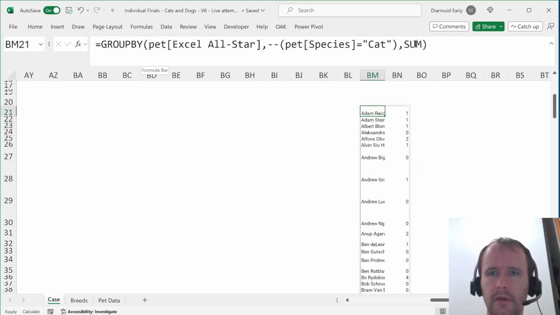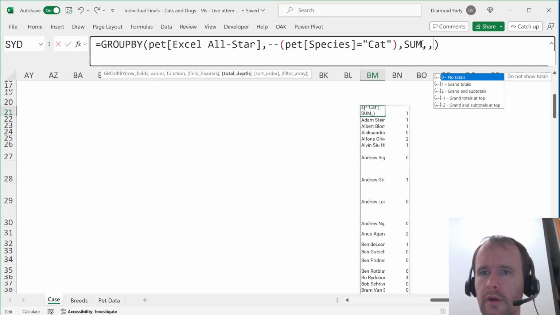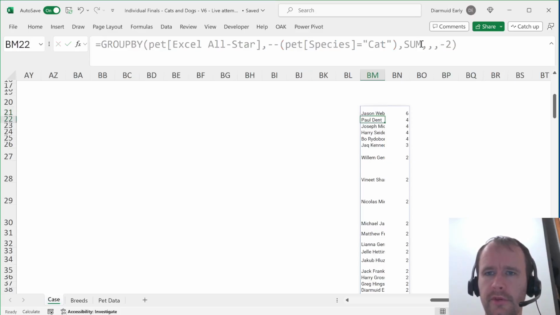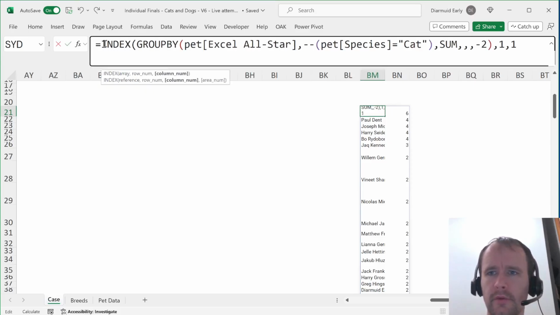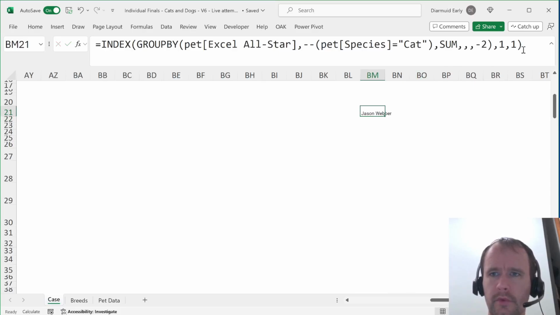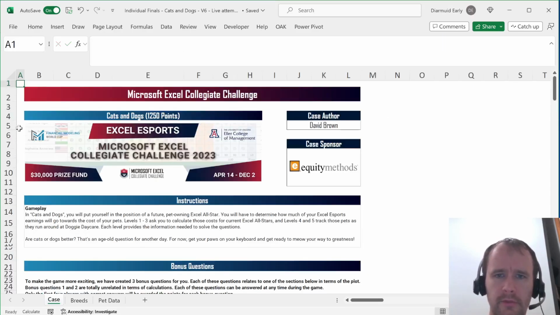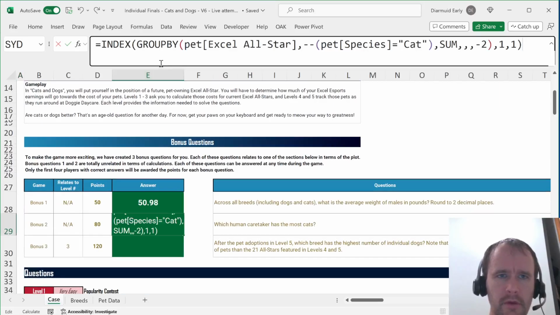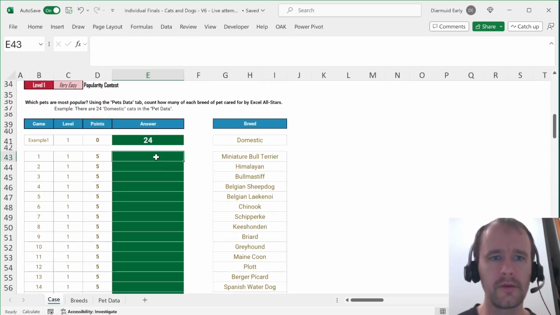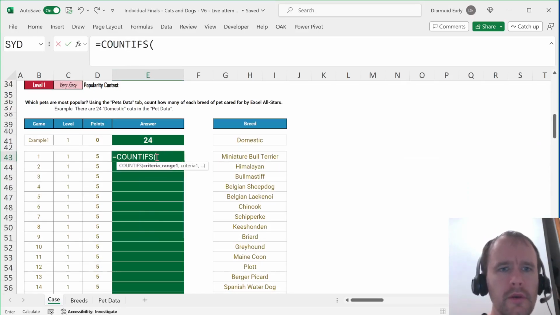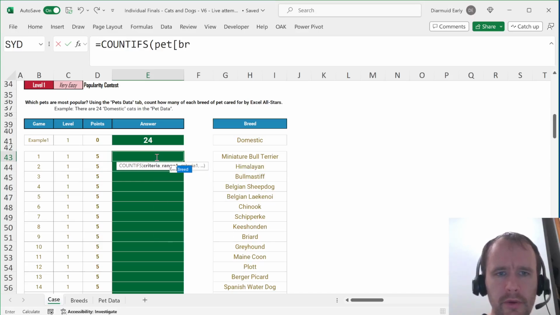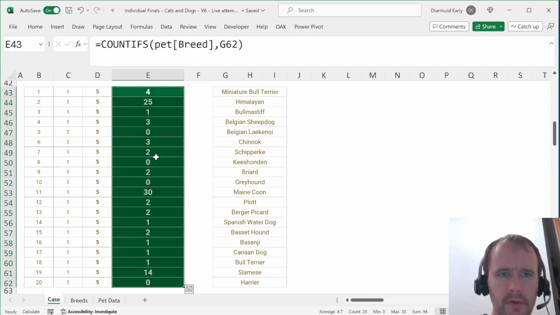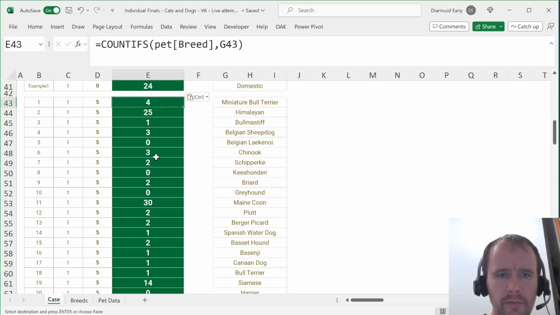And then sort on column 2 descending. And there it is, Jason Weber. So we want just index of that 1, 1. Cool. And use a group by. So cut that, bring it back over here, drop it in. All right. So then let's count ifs. And this is from the pets tab. So pet breed is this. Cool. 0. Okay, Keyshawn, I guess that's not a thing.